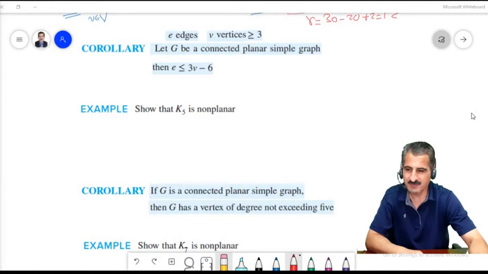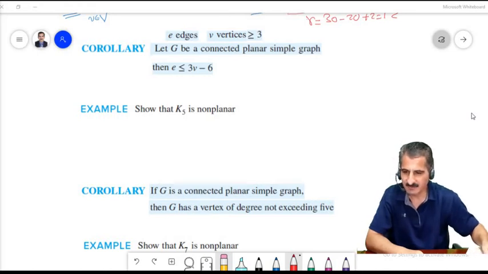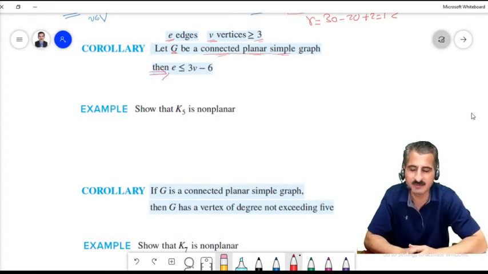Okay, now this corollary will tell us something. Let's see what it says. If we have G connected planar and simple, so it is a connected planar and simple graph, and the number of edges is E, and the number of vertices is V, but it has to be greater than or equal to 3, then the number of edges must be less than this formula: number of edges less than 3 times the number of vertices minus 6.